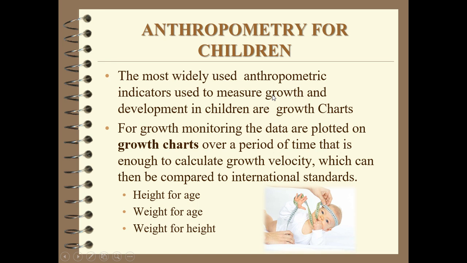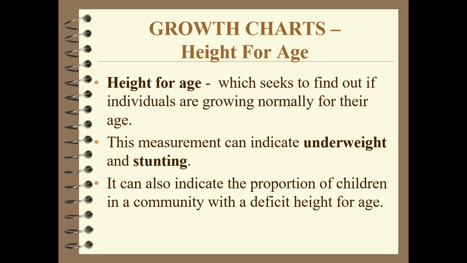Alright, so remember when we were talking about anthropometry for children, and we were talking about growth charts, that when you get these measurements from the different parts of the body, you put the measurements on a standardized chart, and then you will see if your child is growing at the normal rate for that age. And you have different types of growth charts. You have height for age, weight for age, and weight for height.